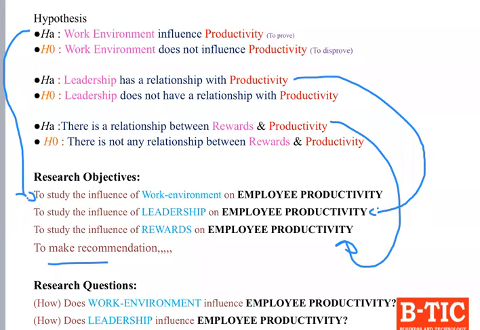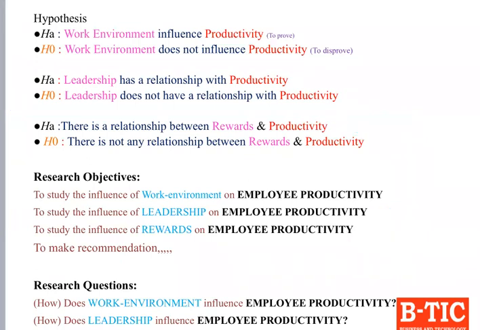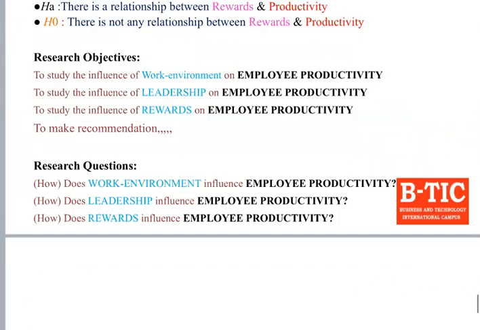Now, finally, you can make some recommendation. It is the final objective everyone has, because they have to recommend. A recommendation is like the prescription you write at the end of the test you do, the medicine, the treatment we give. To achieve these research objectives, look at this. For each objective, I have a question. To study the influence of work environment on employee productivity, the question is: how does work environment influence employee productivity? This may be only 'does' or maybe 'how does', it's up to you.